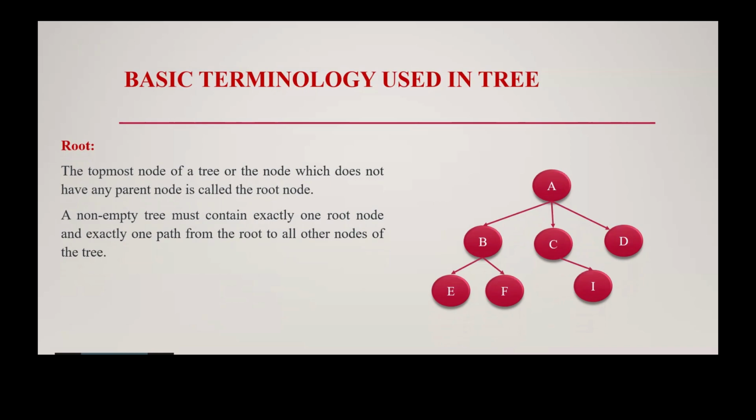In this diagram, which one is the topmost? The topmost node is A, so A is called the root node. There is no parent of A. That's why we call A the root node.